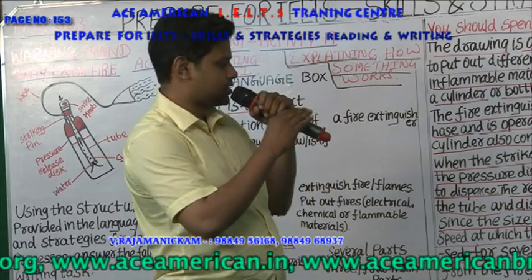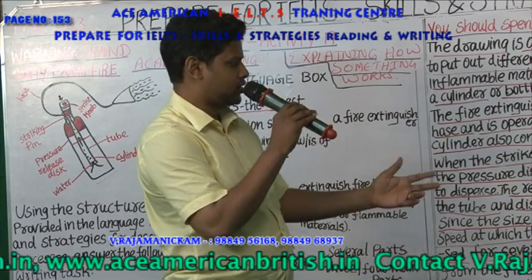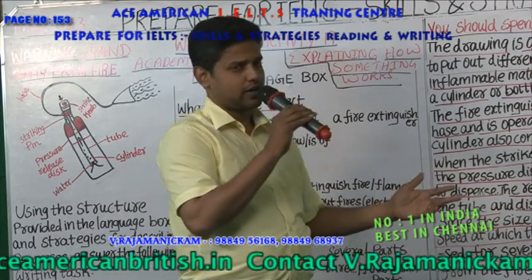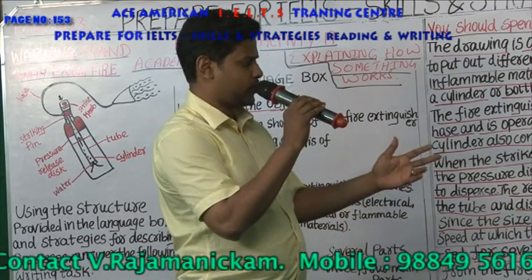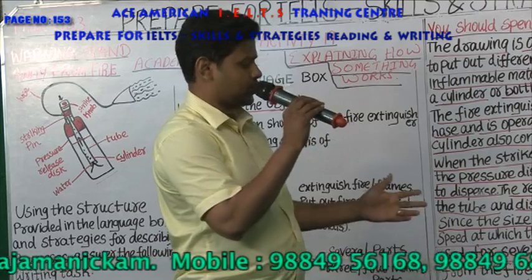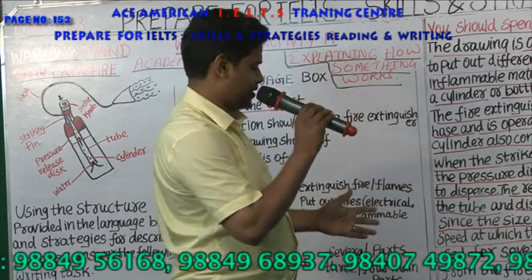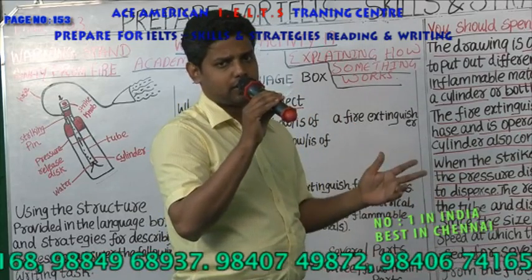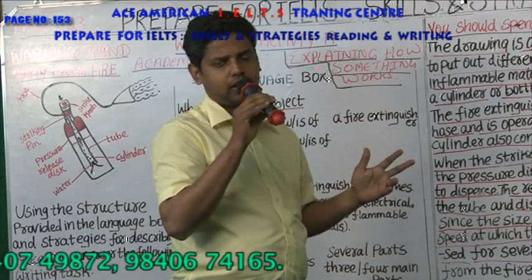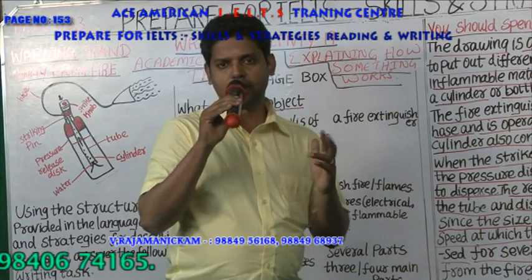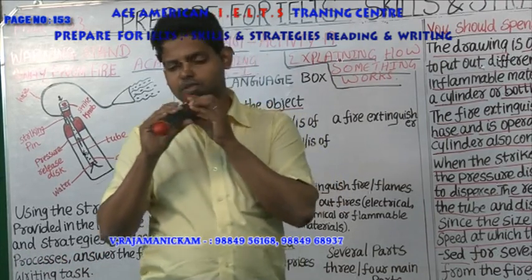Since the size and diameter of the hose is narrower than the tube, the speed at which the water accelerates is great. So in this way, the water is dispersed for several meters, and it is important to keep away from the fire when the fire extinguisher is used. In that way, we can put down the fire in a building or in a public place when an untoward incident happens. Thank you very much.